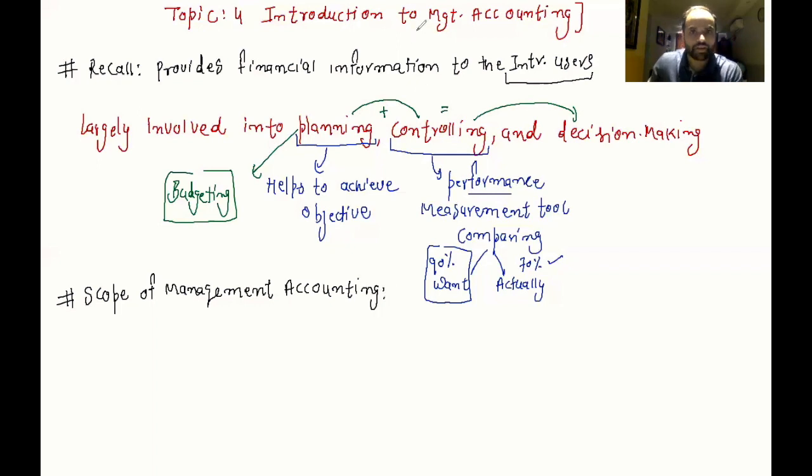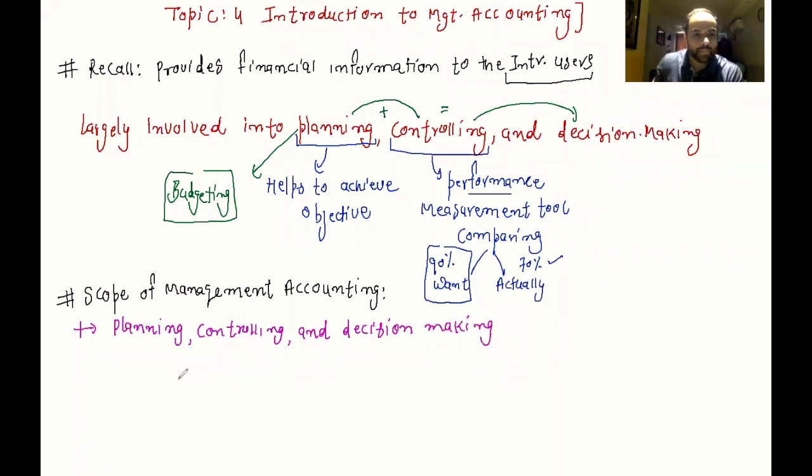Scope of management accounting. In management accounting, first we already discussed planning, controlling, and decision making. Right, that's what we already discussed. The second scope of management accounting is to estimate the product profitability.